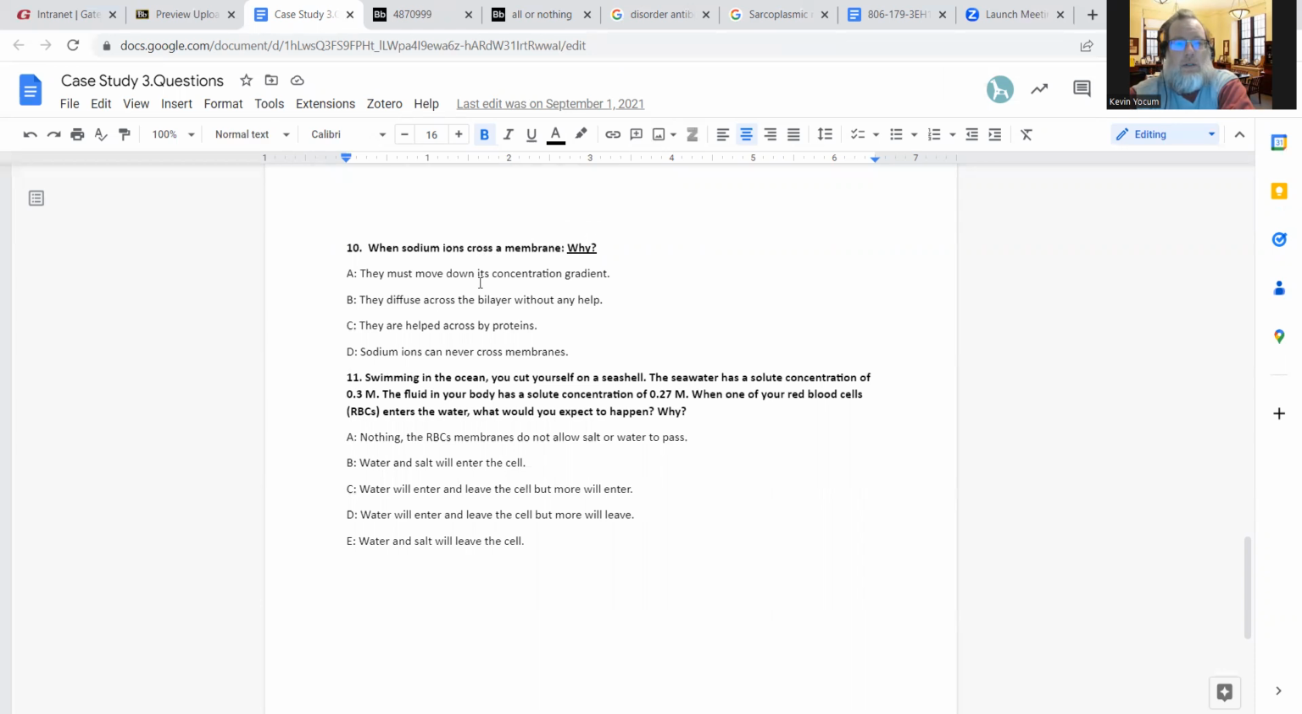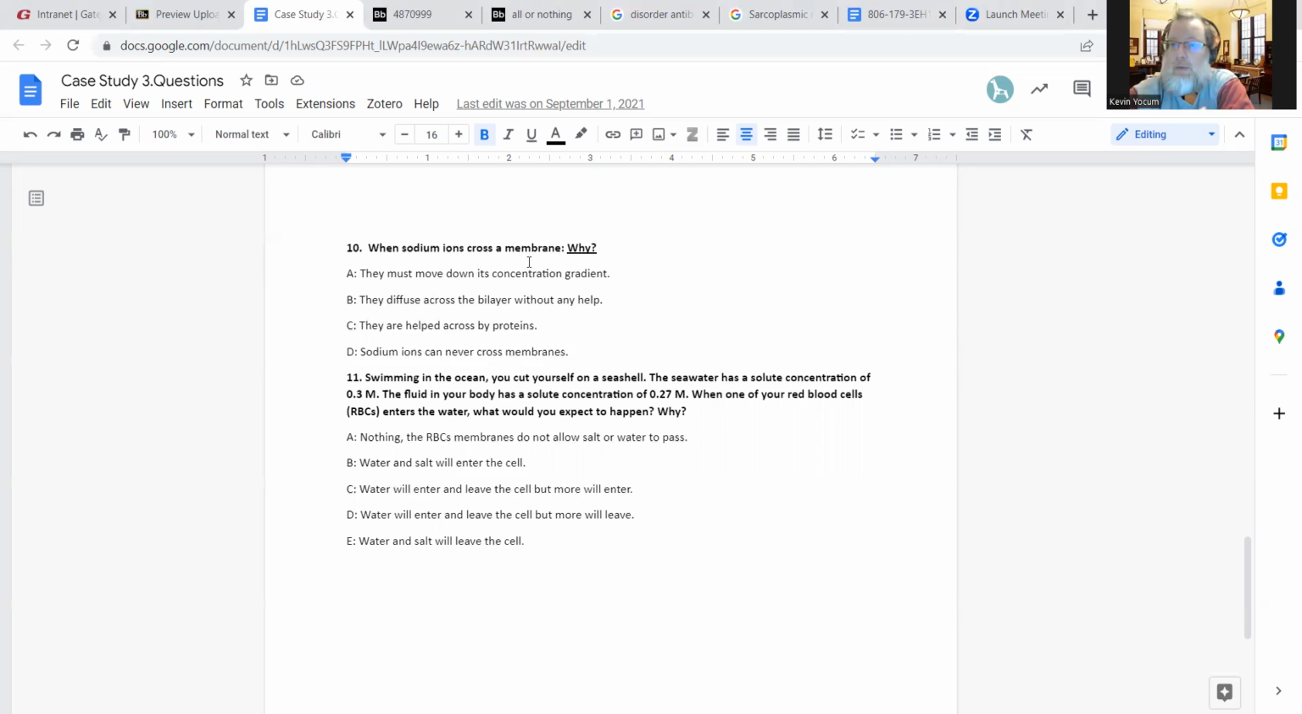So sodium ions cross a membrane. They must move down the concentration gradient. So sodium must move down its concentration gradient all the time? No, it does some of the time. But remember, we have sodium-potassium pumps that pump sodium against its concentration gradient as well.